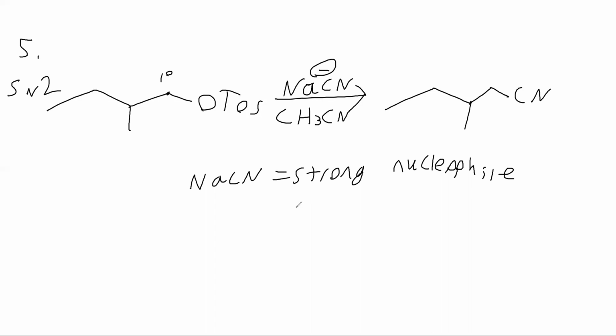Cyanate is a strong nucleophile, but a weak base, and you need a strong base to do E2 because part of the E2 mechanism is taking a proton. That's what bases do. So it's not good at taking a proton, but it's good at using its electrons to kick the OTs out.